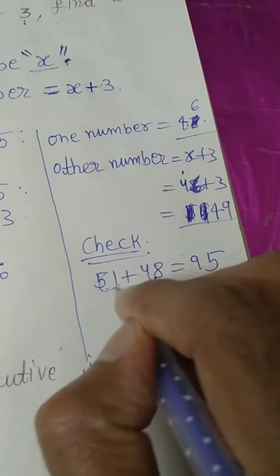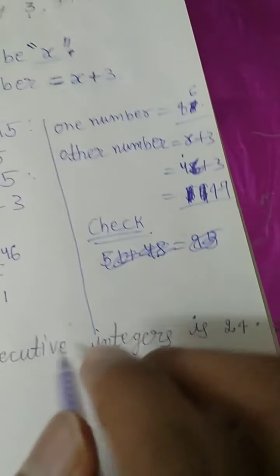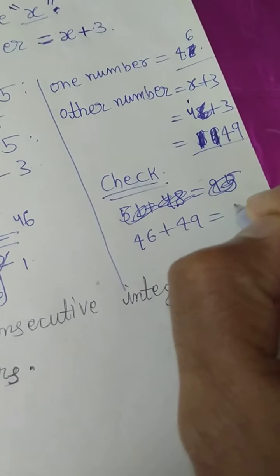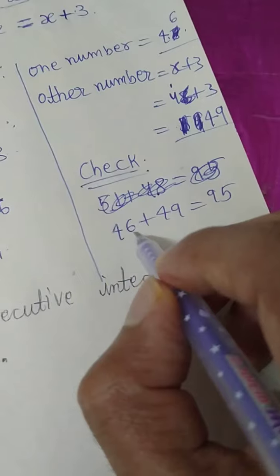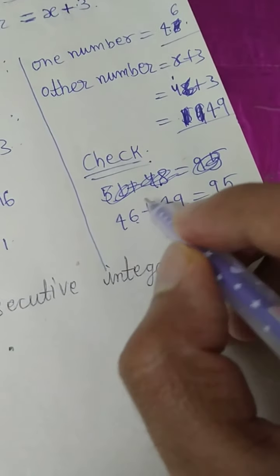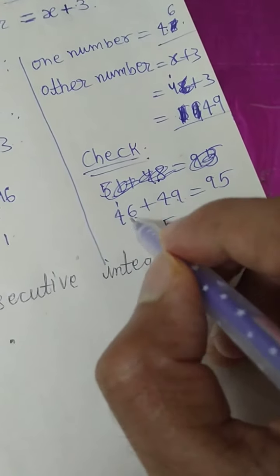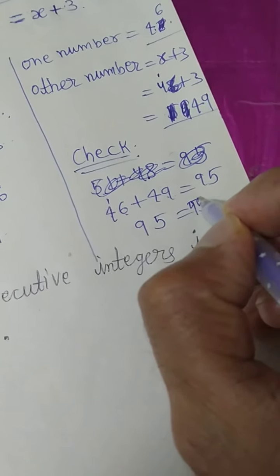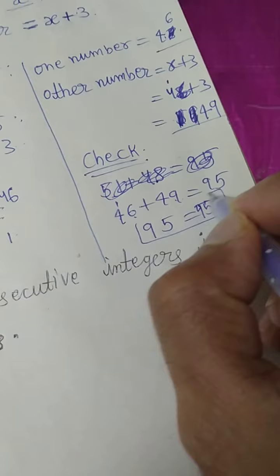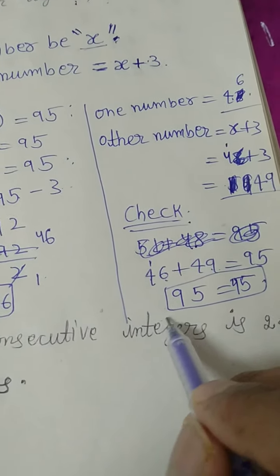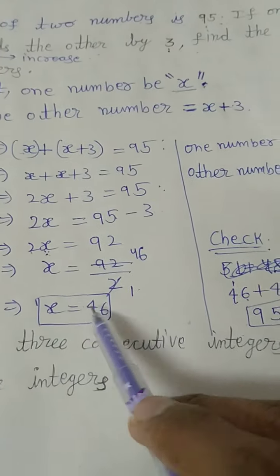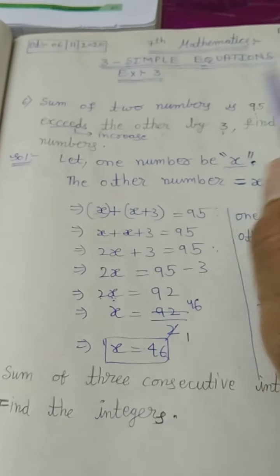So we have to check. In the check method, this was wrong. So 46 plus 49, whether it is 95 or not we have to check. 9 plus 6 is 15, 5, 1 is left over, 4 plus 4 is 8, 8 plus 1 is 9. So 95 is equal to 95. Okay children, so we got both. Here you should write: therefore LHS is equal to RHS, therefore x is equal to 46 is the correct number. You should write that.